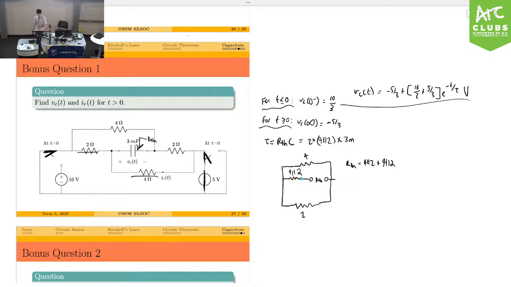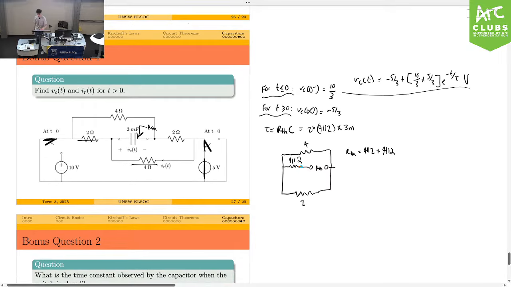Well, I dropped my pen. Not too bad. Now, we have to find the current going through this, which is less nice.